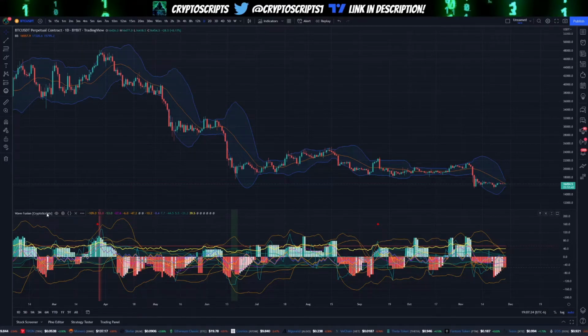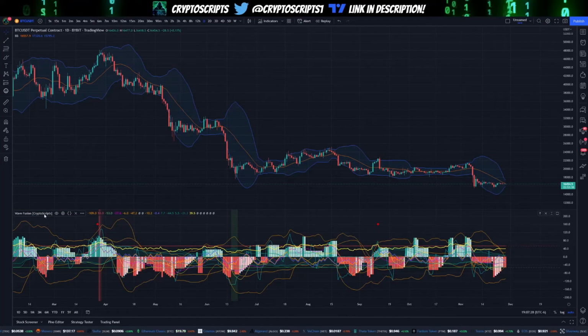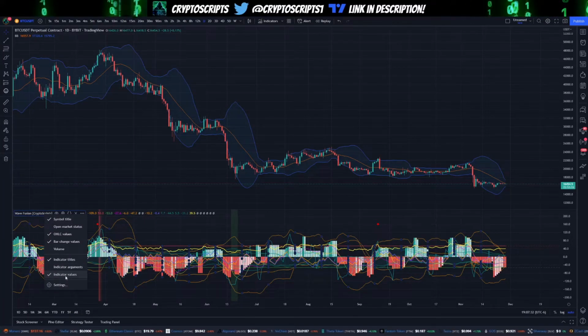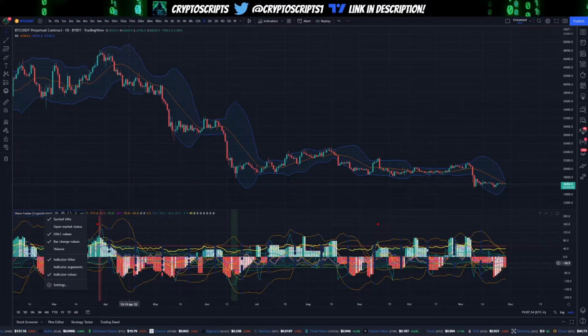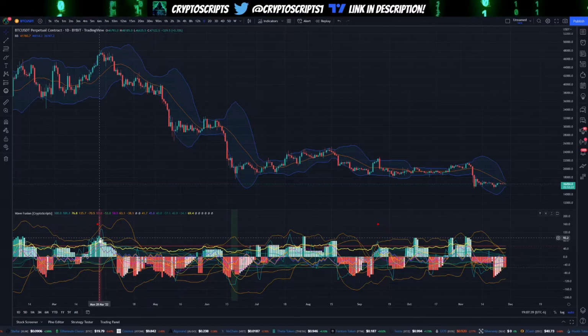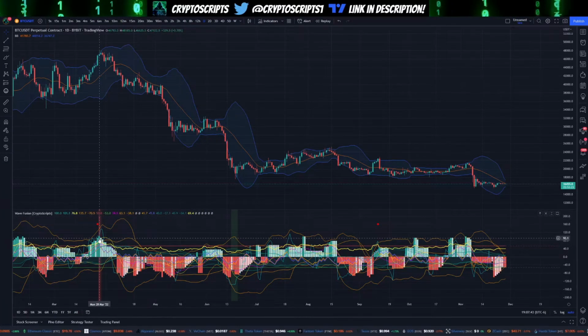If you don't know how to do that, all you do is hover over the name of your indicator, right click on the name, and then you can click indicator values. Make sure you click that so you can see all your values up here. Now, on the top left there are some numbers, and it says 100 right now.